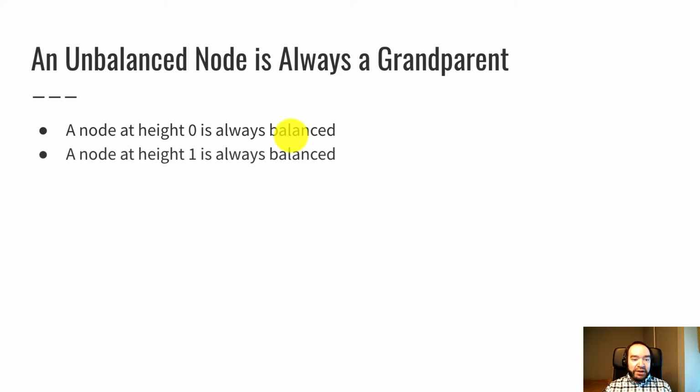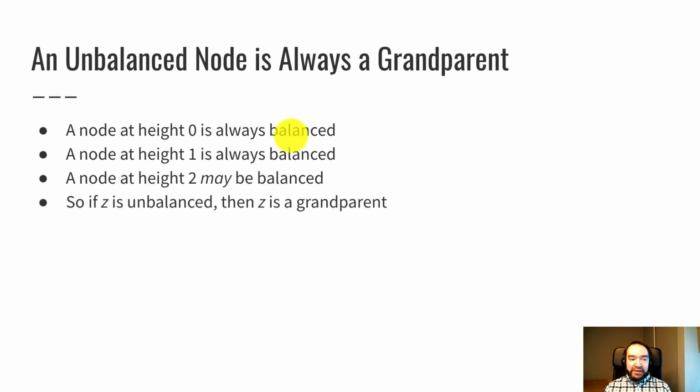A node at height 1 is always balanced according to the AVL invariant because a node at height 1 could have 2 children that are leaves, which would be perfectly balanced with a factor of 0, or a node at height 1 could have 1 child on one side, nothing on the other. That's a balance factor of 1, and that counts as balanced. But a node at height 2 may be balanced, it might not be, because it is possible to make an unbalanced height 2 tree with 3 nodes in a row.